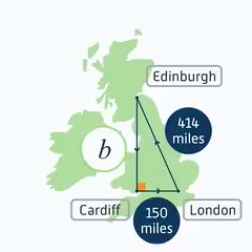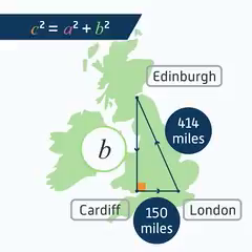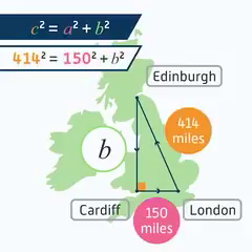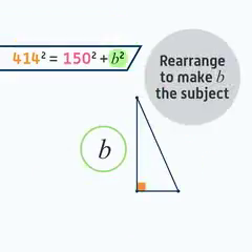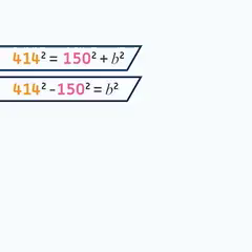Let's call it b. Using the formula c squared equals a squared plus b squared, we have 414 squared equals 150 squared plus b squared. Here we need to rearrange the formula to make b the subject. Moving 150 squared to the other side of the equation will change it from a positive to a negative. So we now have 414 squared minus 150 squared equals b squared.